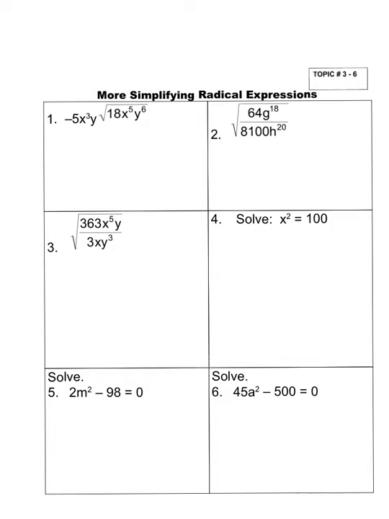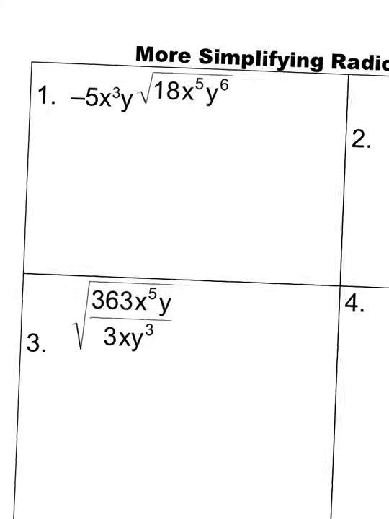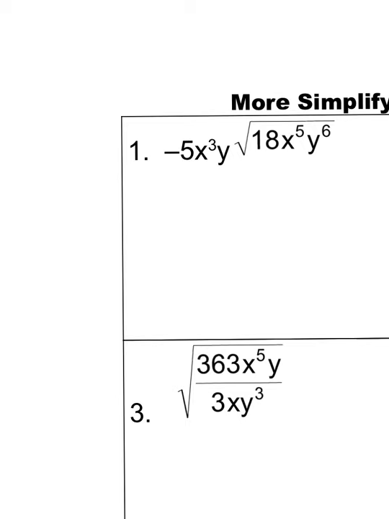Today we'll be simplifying more radicals. Let's look at number 1. When simplifying this, let's not forget our negative 5 x to the third power y.